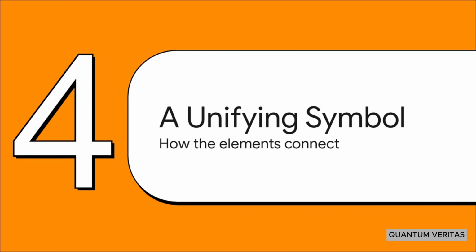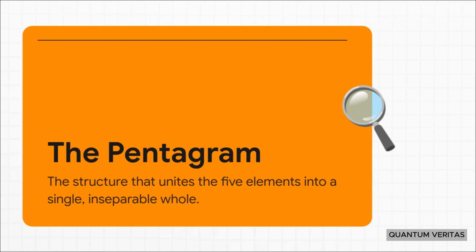So we have these 5 distinct elements, right? Matter, energy, information, structure, and change. But how do they actually lock together to form a single, coherent system? What's the glue that holds them all together? Well, the source proposes a pretty surprising answer: the pentagram. Yep, that ancient symbol. Here it's presented not just as a shape, but as the actual geometric framework that binds these 5 universal building blocks into one inseparable whole.